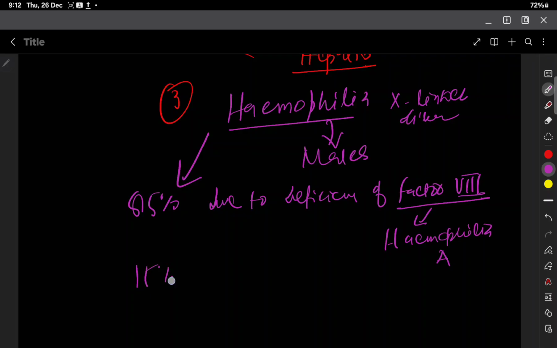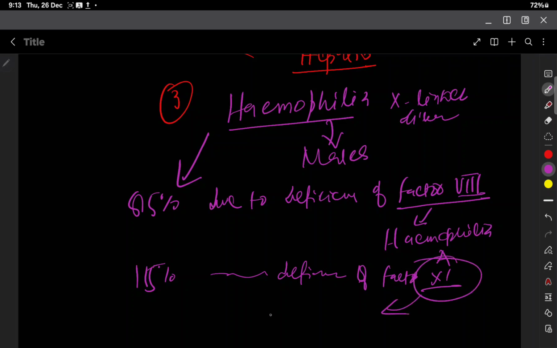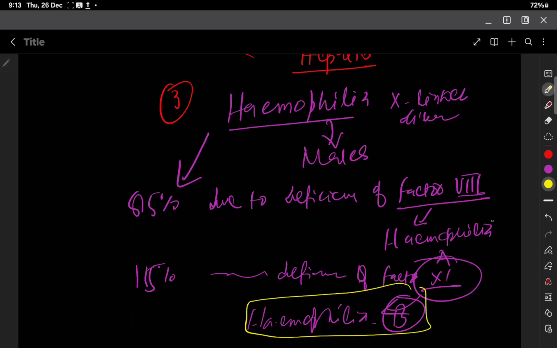And 15% of the hemophilia cases occur due to deficiency of factor 9, and if there is deficiency of factor 9, that is called hemophilia B. So these are two things, one is hemophilia A and second one is hemophilia B. Hemophilia A is caused by the deficiency of factor 8, while hemophilia B is caused by the deficiency of factor 9. So both these cases will cause increased bleeding in our body.